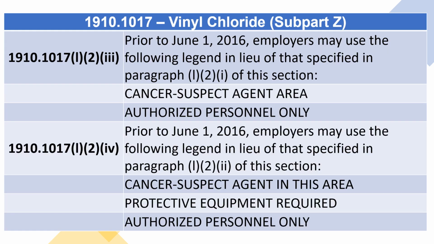1910.1017 L2 3. Prior to June 1, 2016, employers may use the following legend in lieu of that specified in paragraph L2 1 of this section: Cancer suspect agent area. Authorized personnel only. 1910.1017 L2 4. Prior to June 1, 2016, employers may use the following legend in lieu of that specified in paragraph L2 2 of this section: Cancer suspect agent in this area. Protective equipment required. Authorized personnel only.